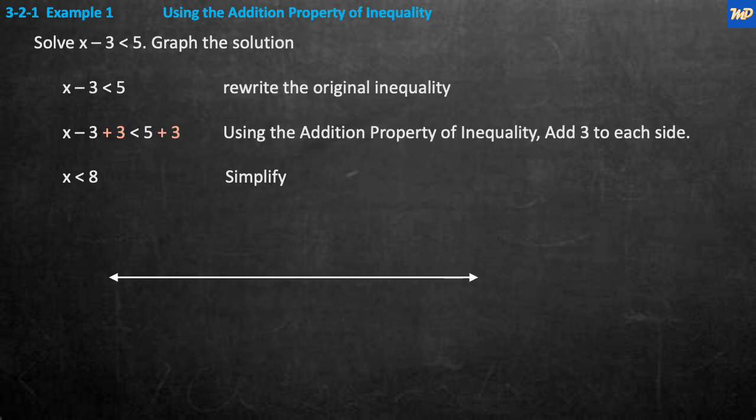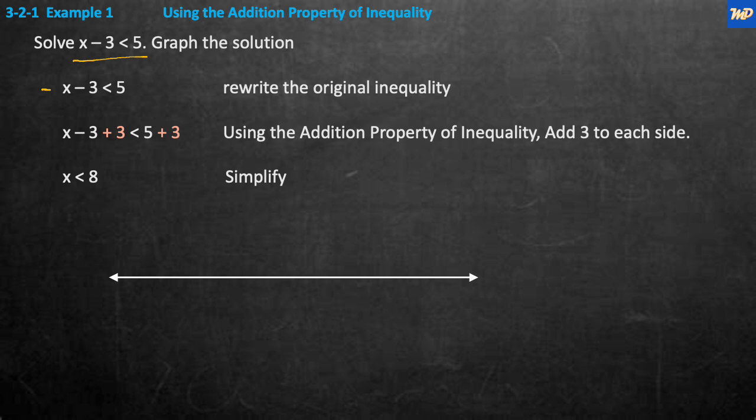Okay, example 1, using the addition property of inequality. So let's solve this inequality that we've been speaking of for a while now here. It's x minus 3 is less than 5. And they want us to graph the solution. So first we're going to rewrite the inequality. Always, like I say, always rewrite your problem first. That way you look at it, make sure that you fully understand what the problem is saying. You don't want to finish a test and find out that you thought something was positive or a plus and it was a minus, or a greater than and it was a less than, or something like that.